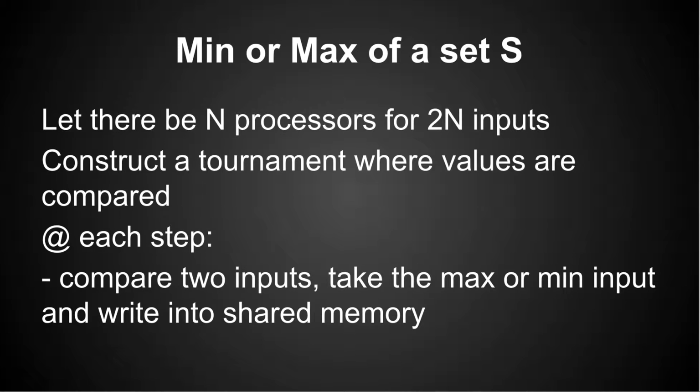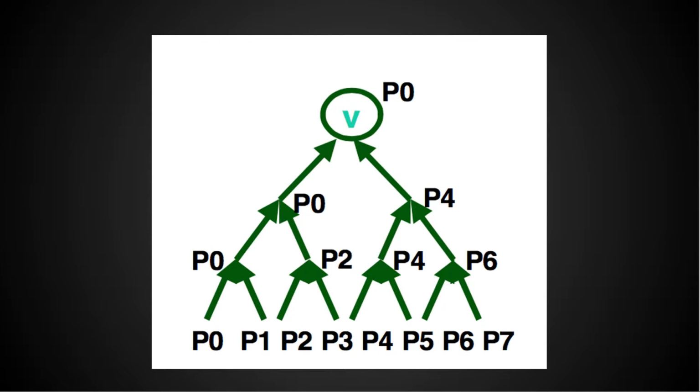To do this with parallelism, we're going to have actually n processors for 2 to the n inputs. And then basically construct a tournament style where values are compared at each step. We're going to compare 2 inputs, so each processor will compare 2 inputs, take the max and put it into a shared memory area. Then another processor will look at those 2 shared memory areas and find the max and go from there. So looking at what that means is basically processor 0 is going to find its max and push it forward. Processor 1 will do the same thing, processor 3, and so on.